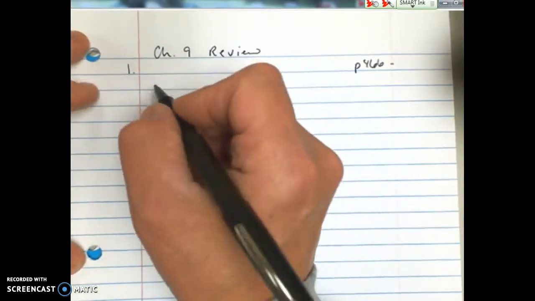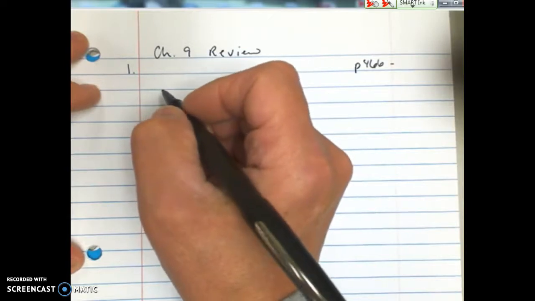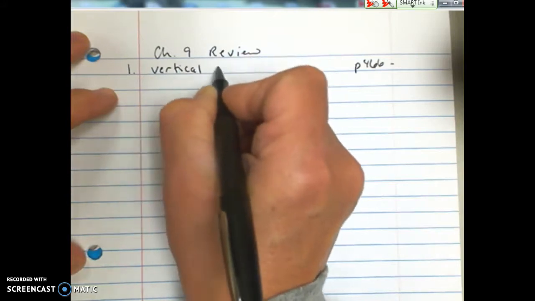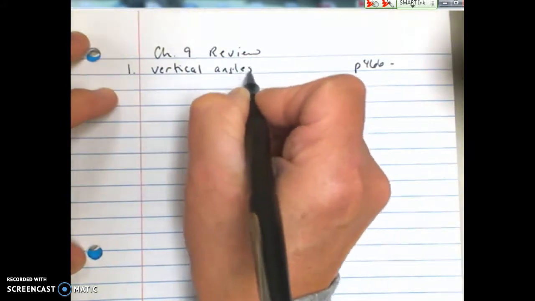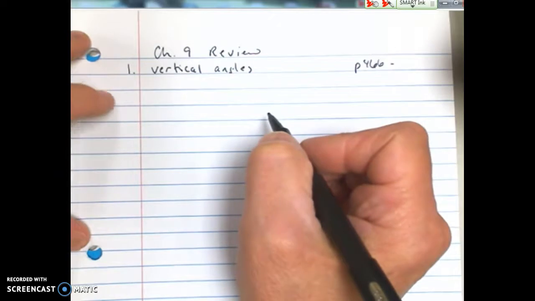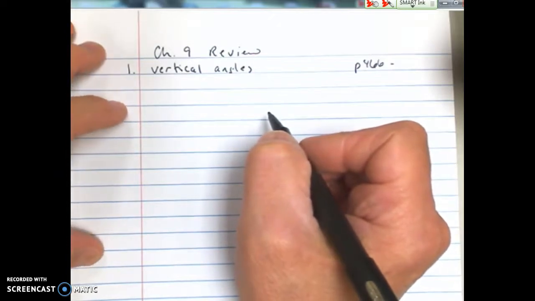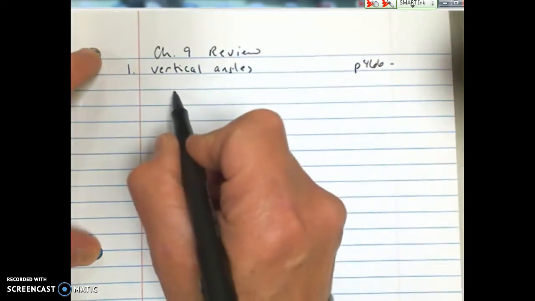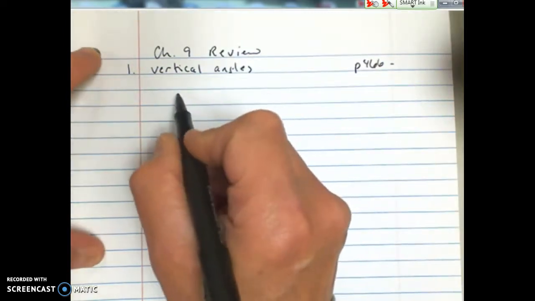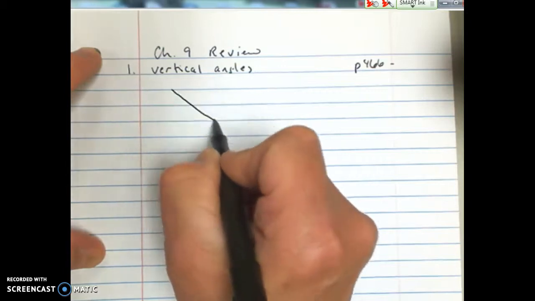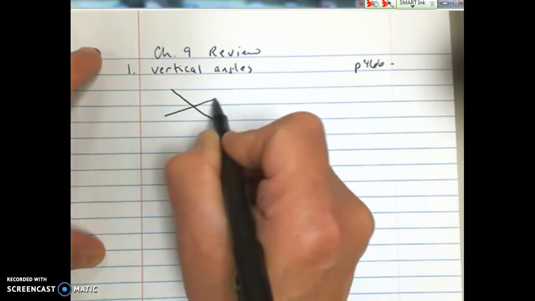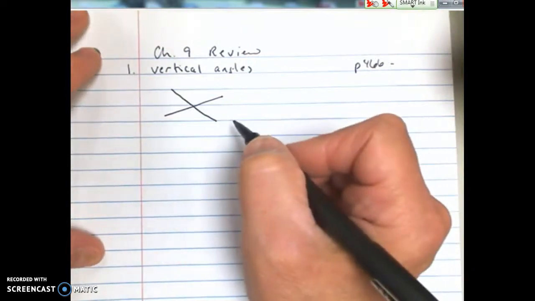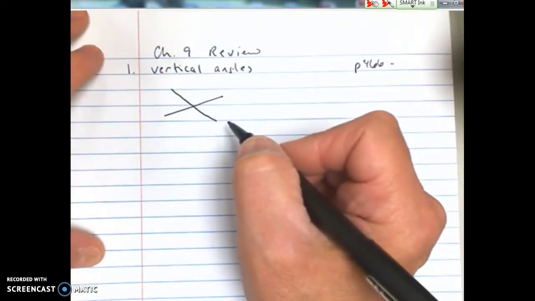So let's begin. Number 1, what are vertical angles? And so we are just going to copy down that word, vertical angles, for a moment. And you can stop the video and pause and look up vertical angles either on your note cards or in your book. But in the meantime, we're going to draw vertical angles. And vertical angles are when two lines intersect. They don't have to be perpendicular at 90 degrees, just as long as they intersect. And they are opposite of each other.